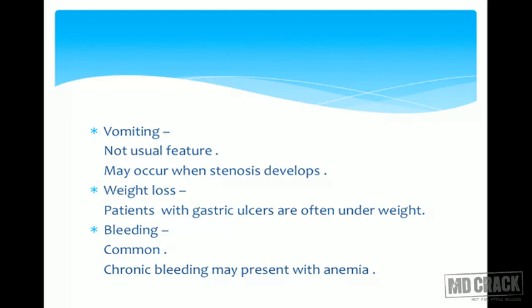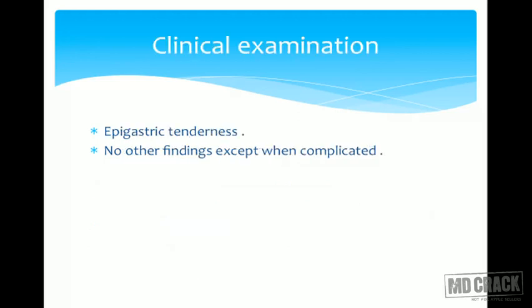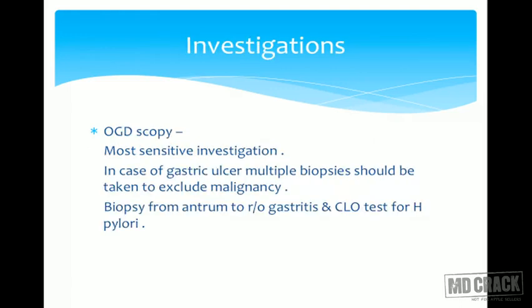Vomiting may not be a usual feature. It may occur when stenosis develops. Weight loss: patients with gastric ulcers are often underweight, or whenever there is malignancy underneath the gastric ulcer, the patient may lose weight. Bleeding is the commonest complication of any ulcer. Chronic bleeding may present with anemia. The patient may have epigastric tenderness, or may directly present to you with complications. How do you diagnose? As taught earlier, you diagnose it with gastroscopy. It is the most sensitive investigation, and biopsy should be taken to rule out malignancy in case of gastric ulcers.